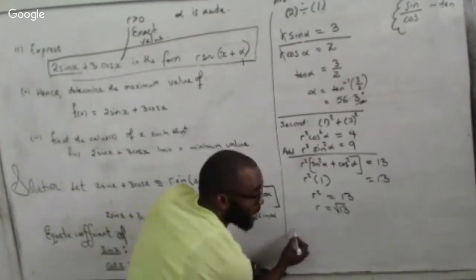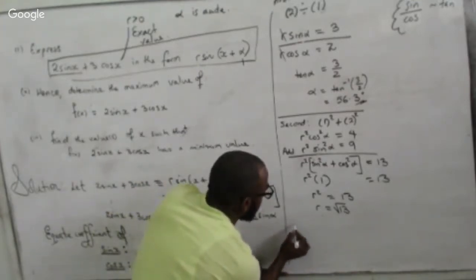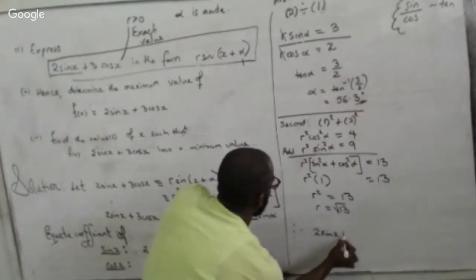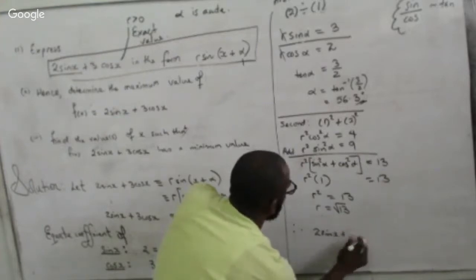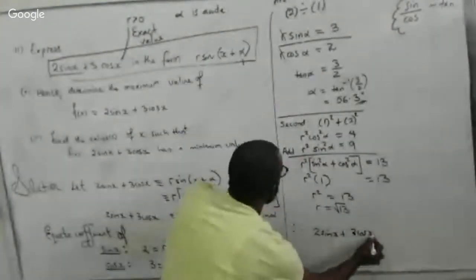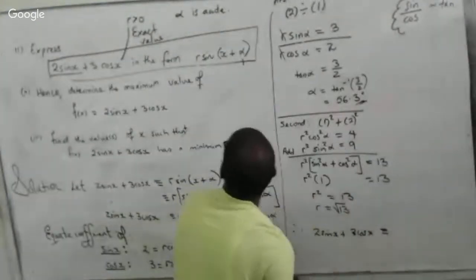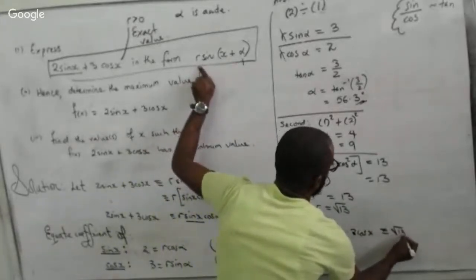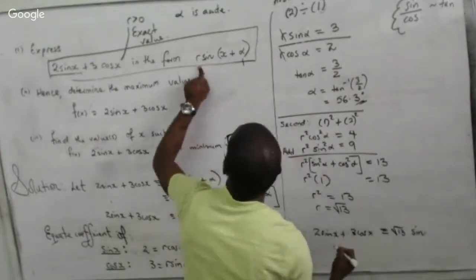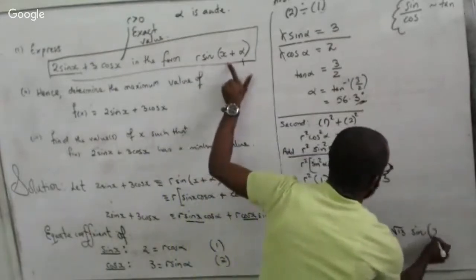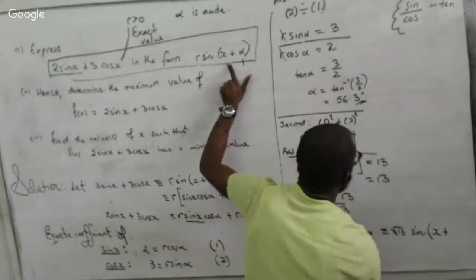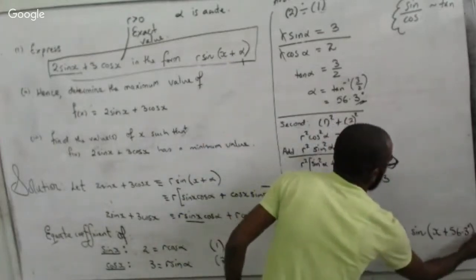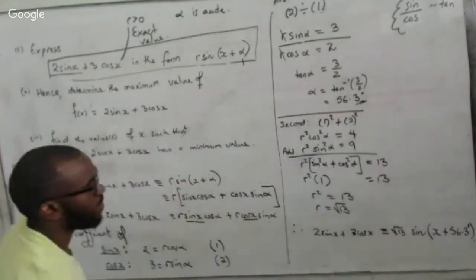Then I need to summarize at the end. Then I need to say, therefore, 2 sine x plus 3 cosine x is identical to, and it was r, but what was r? Root 13 sine of x, and what did I find my alpha to be? 56.3 degrees. That's answer part 1.